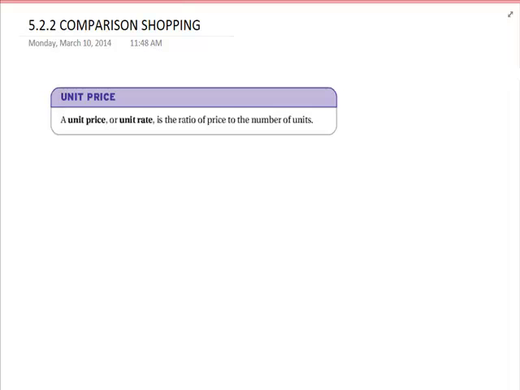All right, in this lesson, we're going to talk about an application of rates called a unit rate. In this particular lesson, it's going to be unit price.